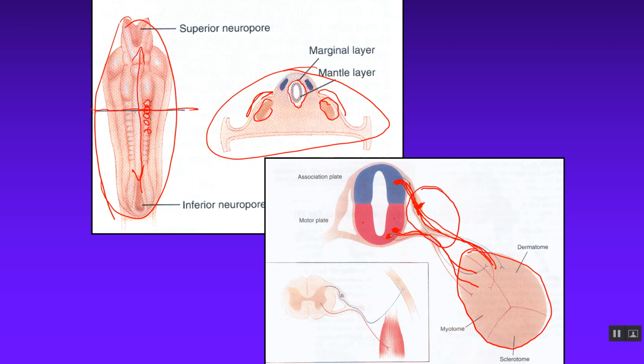Especially the sensory part of this peripheral nervous system, see this little blue area here? These are the neural crest cells. The neural crest cells are what end up developing the peripheral sensory neurons in that dorsal root ganglion. That's what forms those. In the motor plate, the motor neurons develop and grow out of the actual gray matter and then extend their axons out to the myotome. But the neural crest cells here are where the cell bodies for the dorsal root ganglion come from, which make the peripheral sensory neuron component.